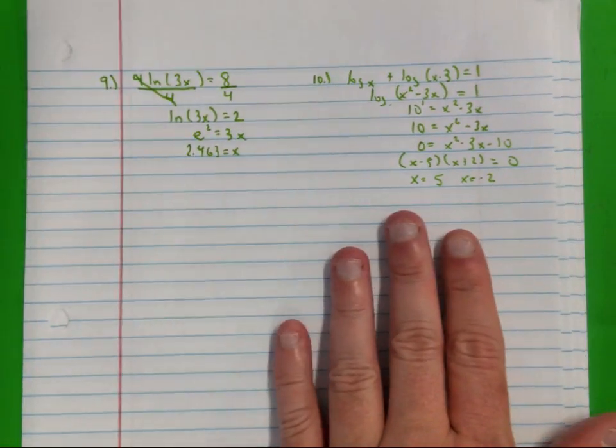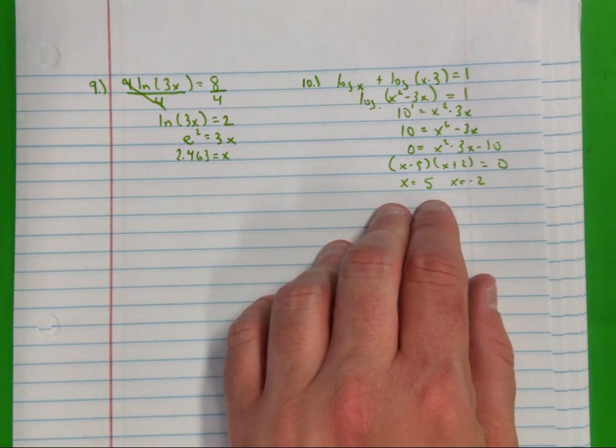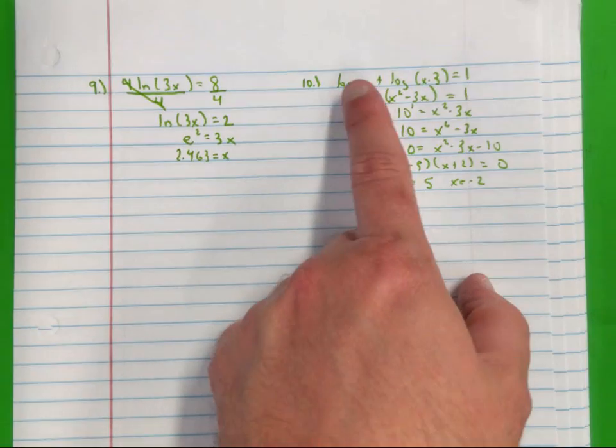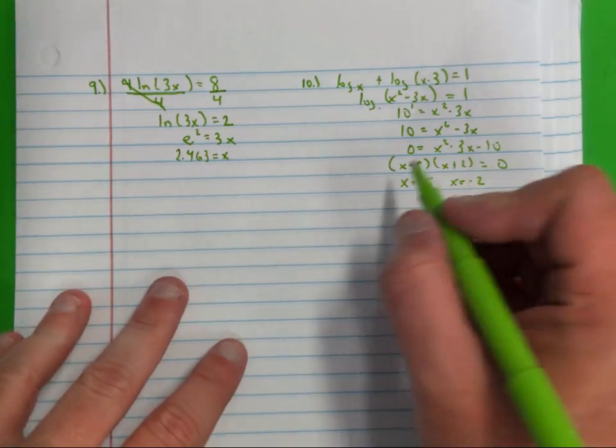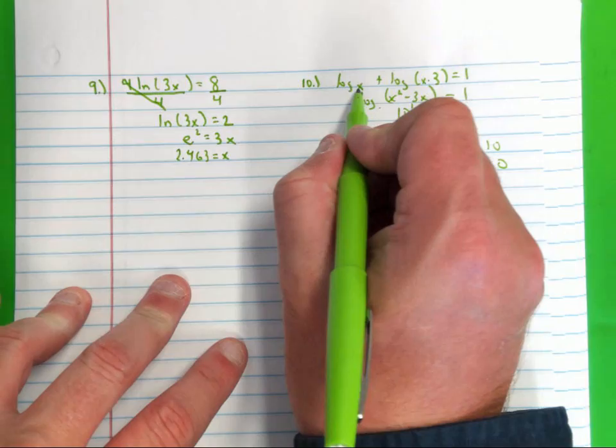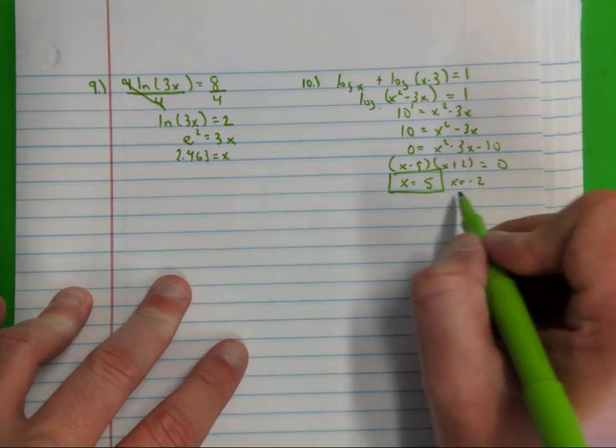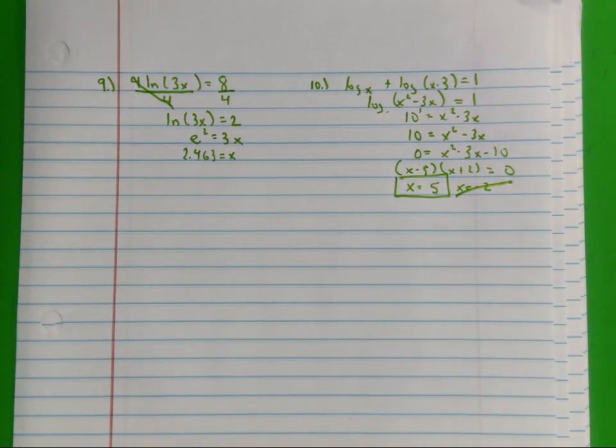Now, when you get these answers, you got to check. Because remember, logarithms are not defined for negative numbers. If I plug 5 in here and here, I'm good. 5 is an answer. If I plug negative 2 here, you got a negative 2 sitting here. That is not an answer, so your answer is x equals 5.